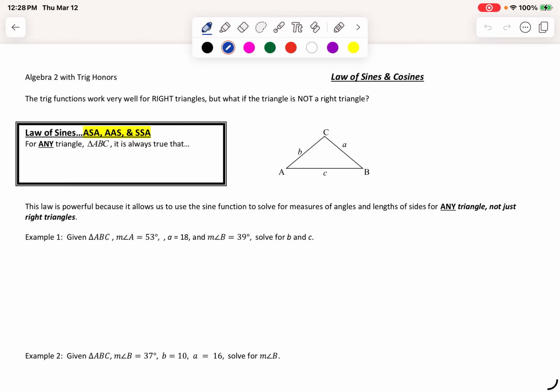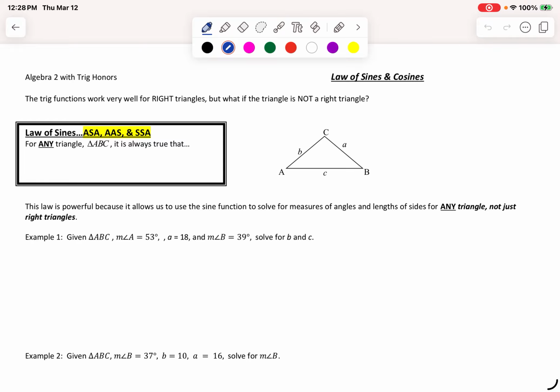So we use the law of sines or law of cosines when we have a triangle that is not a right triangle, okay? Law of sines and law of cosines work for all triangles, but why would we not want to use SOHCAHTOA on right triangles? It's easier, right? It's less work, I should say. So when we have a non-right triangle, which is called an oblique triangle, we use the law of sines or law of cosines. So we're first going to talk about the law of sines, okay?